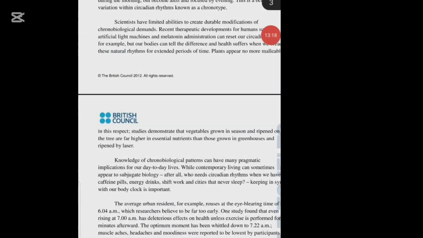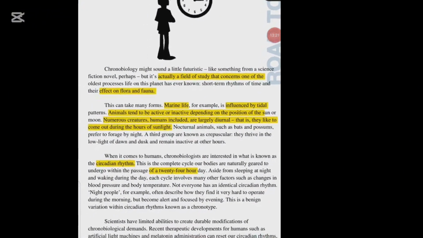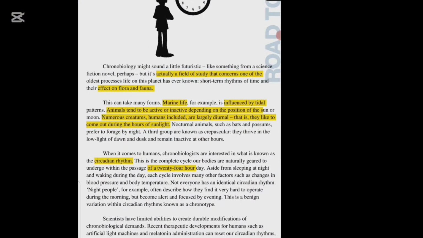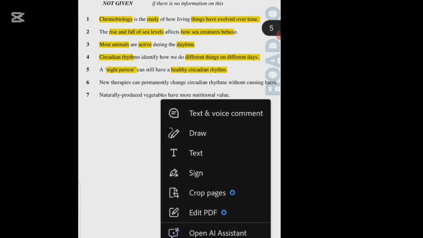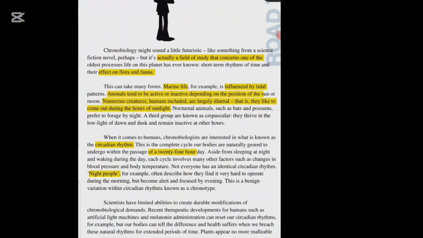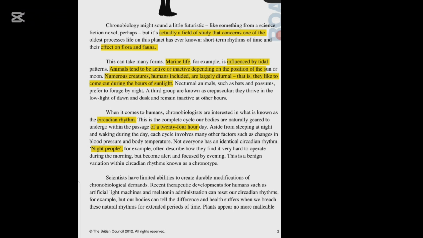So from where we left off, the fact that we have many more details means that we're following the text chronologically. So I'm looking at: aside from sleeping at night and waking during the day, each cycle involves many other factors such as changes in blood pressure and whatever. So not everyone has an identical circadian rhythm. Night people, see, that has rephrased that idea of a night person. Of course, night people is a good way to rephrase it. A night person is one among night people. So I don't think that information has been contradicted, it is still intact.